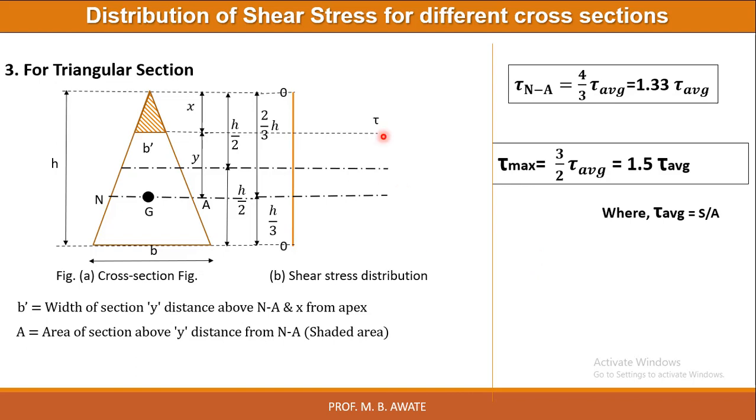So this is the shear stress tau at a distance y from the neutral axis. This is the maximum shear stress which is taking place at half of the height, and at the neutral axis there will be a shear stress. So at the height h by 2 maximum shear stress occurs, which is 1.5 times tau average, and at the neutral axis the shear stress is equal to 1.33 times the tau average. Now we will plot the shear stress distribution diagram, and it is in the form of a parabola, right?